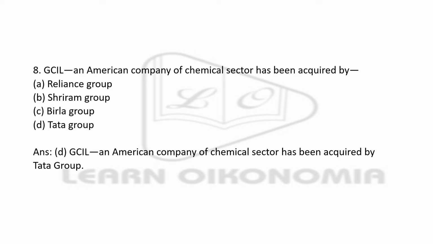Next question is GCIL. It is actually an American company. This is for the chemical sector. You have to answer the question: this company of the chemical sector has been acquired by which group? Is it Reliance, Shriram, Birla or Tata? The right answer is option D, that is Tata Group.